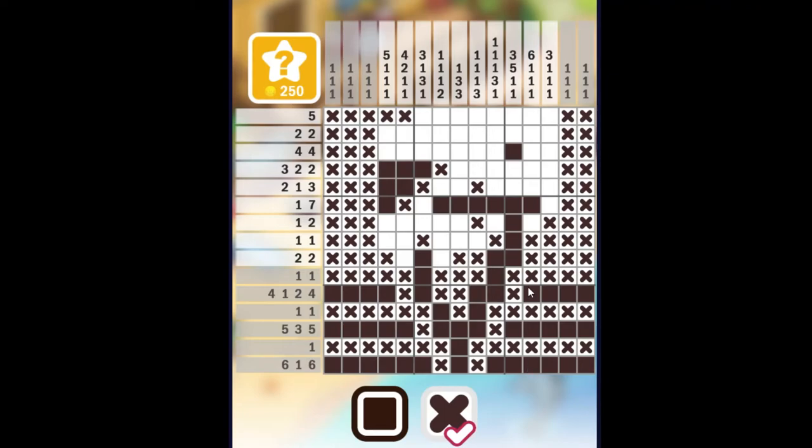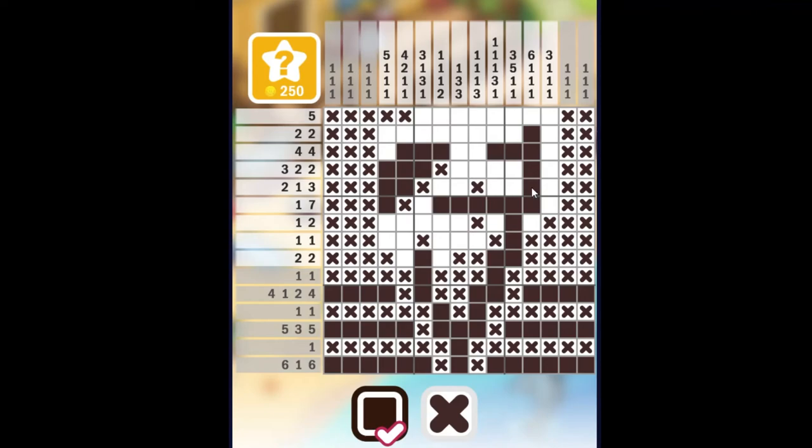1, 1, 1. This has to be the 6, so 1, 2, 3, 4, 5, 6. All right. This has to be one of the 4s, so 1, 2, 3, 4. Cross 1, 2, 3, 4. 1, 2, 3, 4. Yeah, we can center both of these in here. What else do we have?